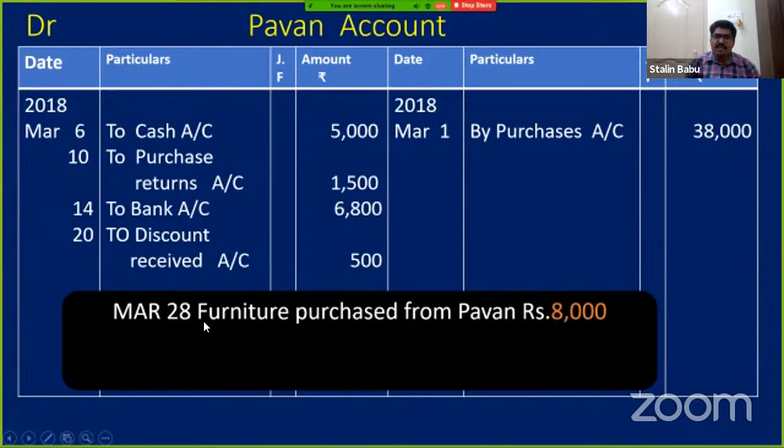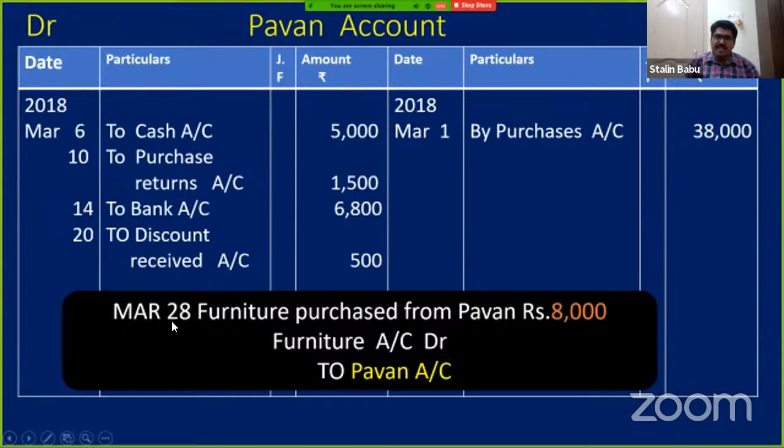On March 28th, furniture purchased from Pawan. So what is coming into the business? Furniture. So is the giver Pawan. So the entry is furniture account debit to Pawan account. So here Pawan account is credited, so we have to post on credit side.